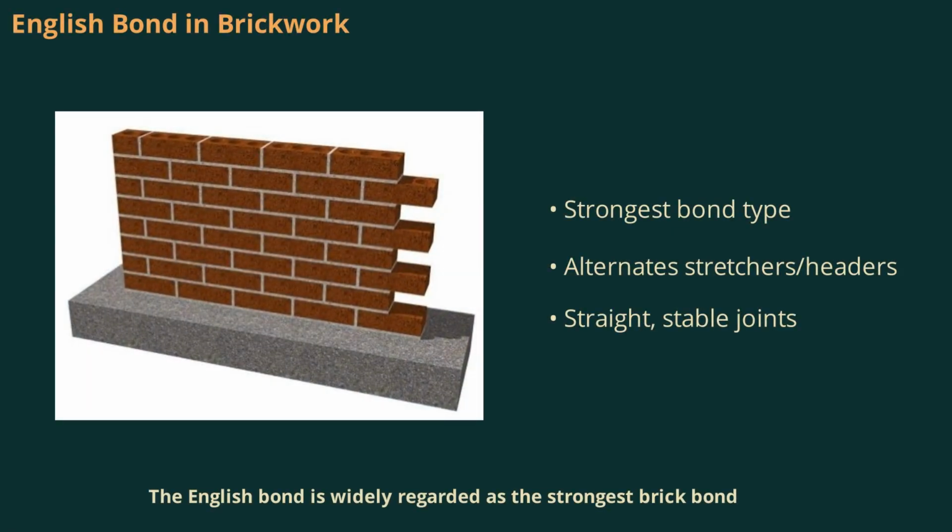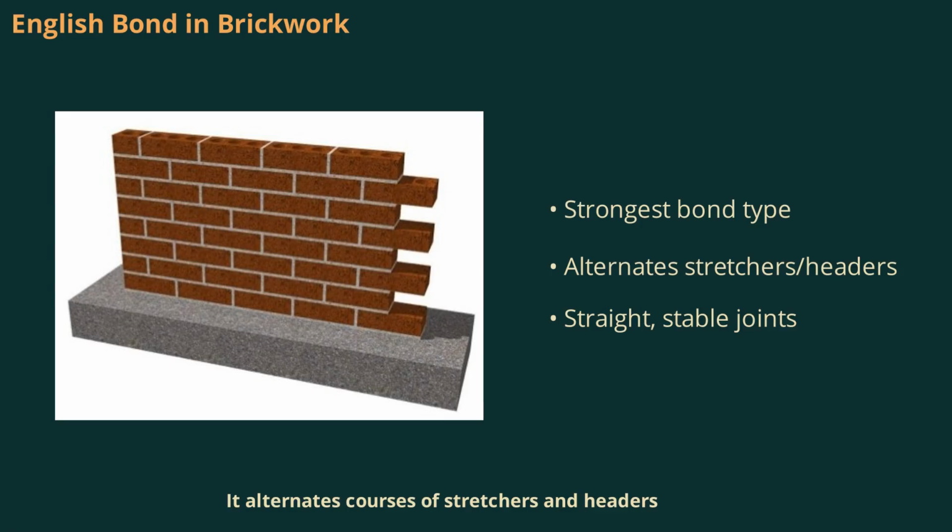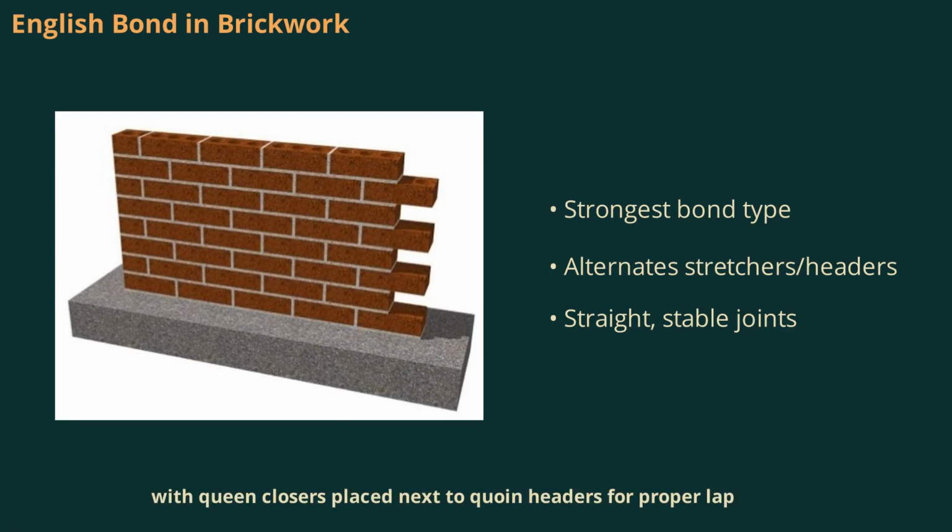The English bond is widely regarded as the strongest brick bond. It alternates courses of stretchers and headers, with queen closers placed next to coin headers for proper lap. Each header is centrally supported over a stretcher, and the joints remain straight, ensuring stability. This bond is preferred for its strength, especially in load-bearing walls, and is characterized by its regular, robust appearance. Understanding the English bond is fundamental for anyone involved in masonry construction.